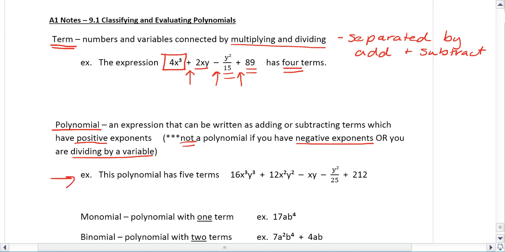This example, this polynomial has 5 terms. There's 1, 2, 3, 4, and 5. And you'll notice in this expression there's no negative exponents. We're not dividing by any variables, so this is indeed a polynomial.